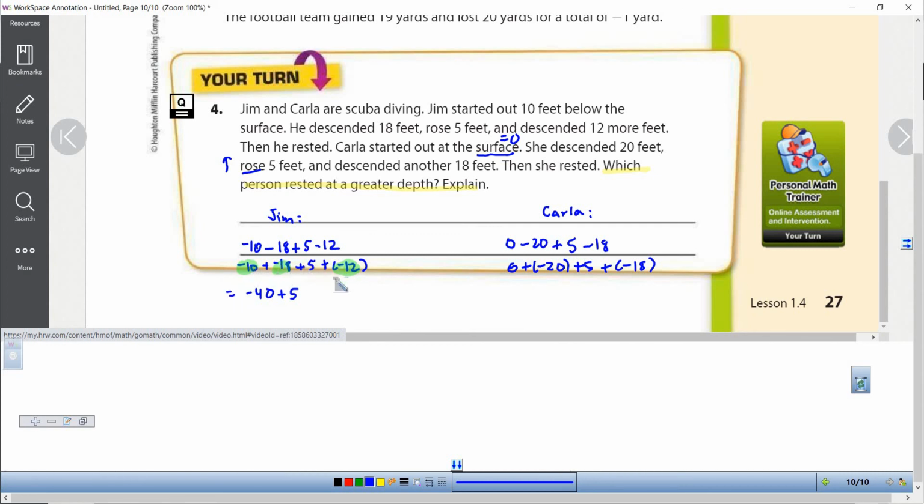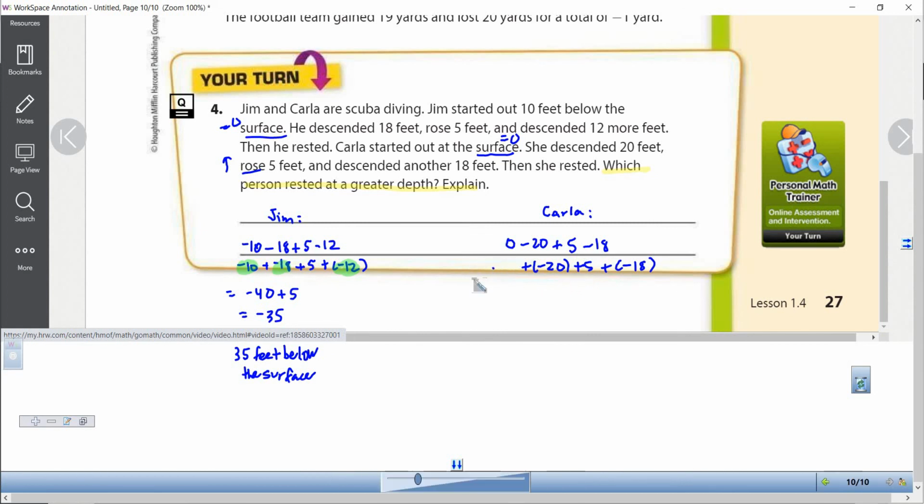Okay, so what does this mean? Jim went down a total of 40, and he went up a total of 5. What do I have more of? I have more negatives. How many more negatives do I have? 35 more negatives. Okay, so what does that mean? That means that Jim is 35 feet below the surface. All right, below the surface. And again, surface is 0. That is sea level.